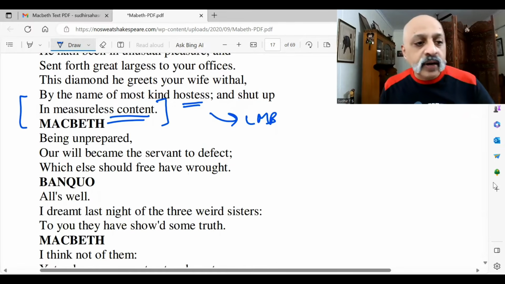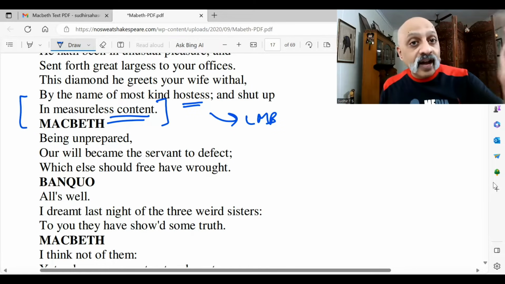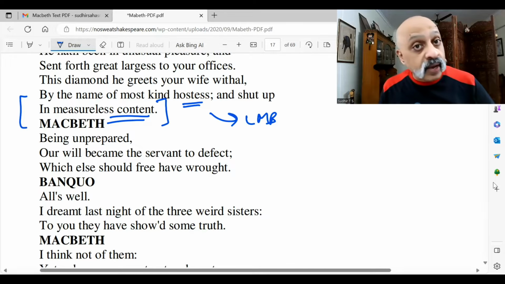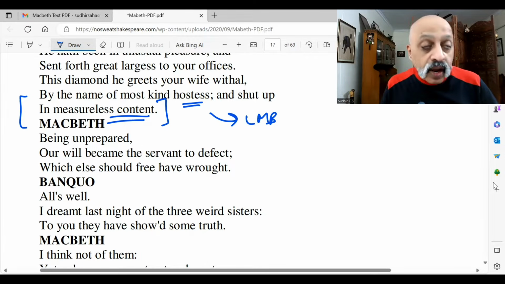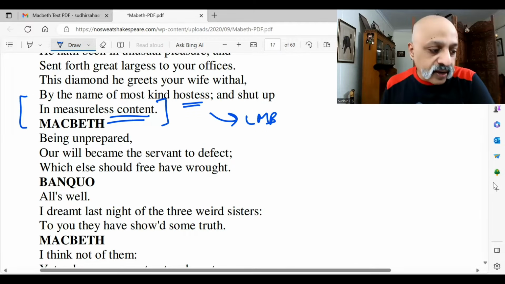Macbeth says, being unprepared, our will became the servant to defect, which else should free have wrought. So he says, being unprepared for this visit, क्योंकि डनकन ने लास्ट मिनट पे कहा था कि मैं तुम्हारे कासल में आ रहा हूं, इन्वर्नेस में आ रहा हूं. तो चूंकि हम पूरी तरह से तैयार नहीं थे, इसका मतलब यह है कि हम इम्परफेक्ट होस्ट होंगे, हम पूरी तरह से परफेक्ट होस्ट नहीं रहेंगे अतिथि के लिए, जो कि इस केस में किंग डनकन है.